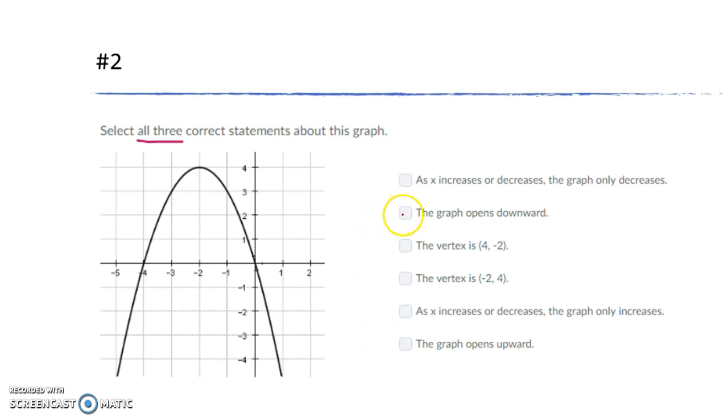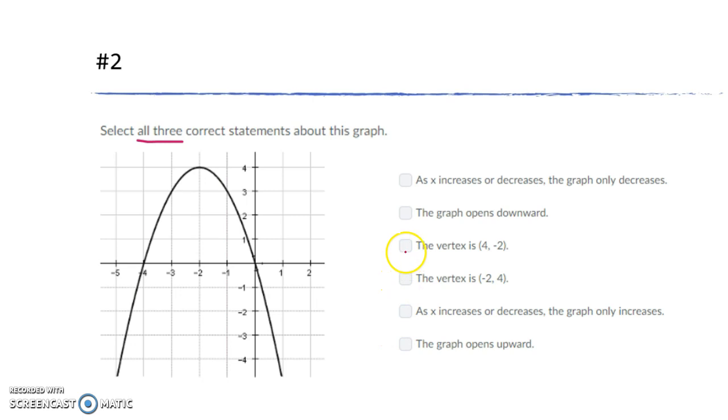The graph opens downward versus the graph opens upward. Only one of those can be correct. So the graph either opens up to the sky or it might look like it is upside down. That'll help you choose between those two.